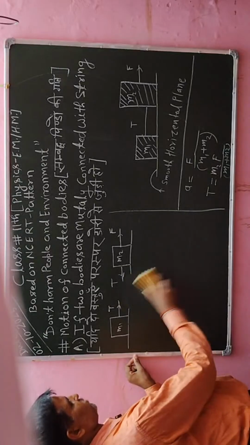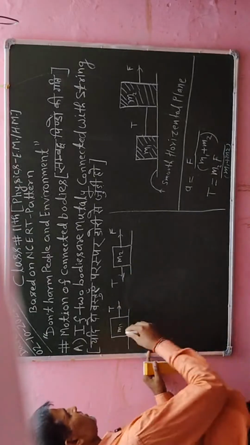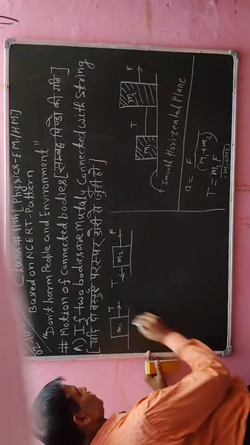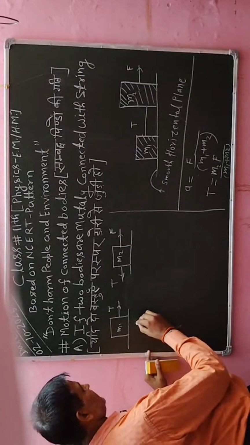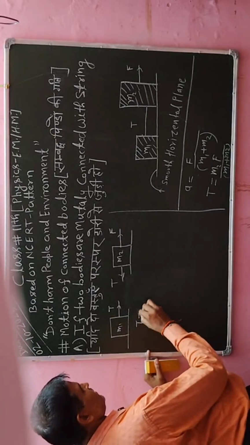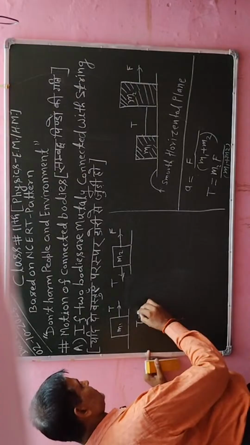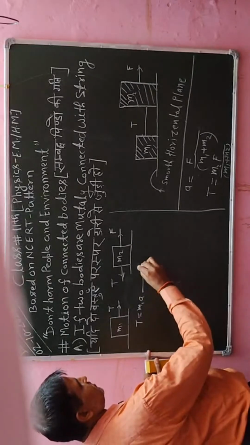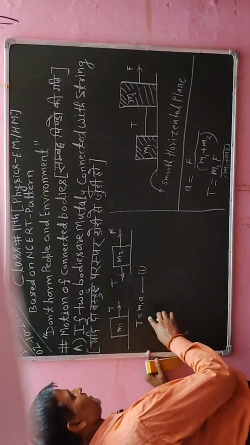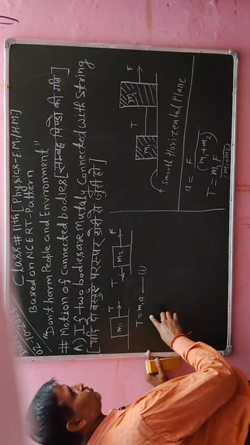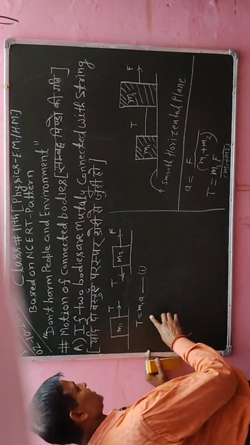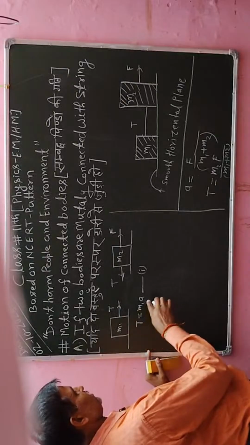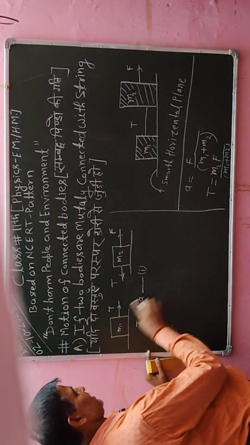Okay, so I will say, according to Newton's second law of motion, T is equal to, F is equal to ma. It means m1 into A. I will say this is the first equation. So I have written here Newton's second law of motion, T is equal to m1 into A. It means that F is equal to ma.